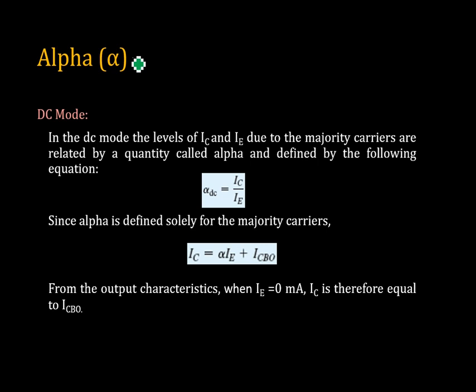Now here comes the factor alpha. What is alpha? Alpha is known as the current gain in the common base configuration, or it is the current gain of the transistor in common base configuration. And it is a ratio of IC by IE. What is IC? IC is the output current, IE is the input current. So if we apply a signal at the input, what is the gain in the current? That factor is given by alpha DC. This is for a DC signal. And this quantity will be less than 1.